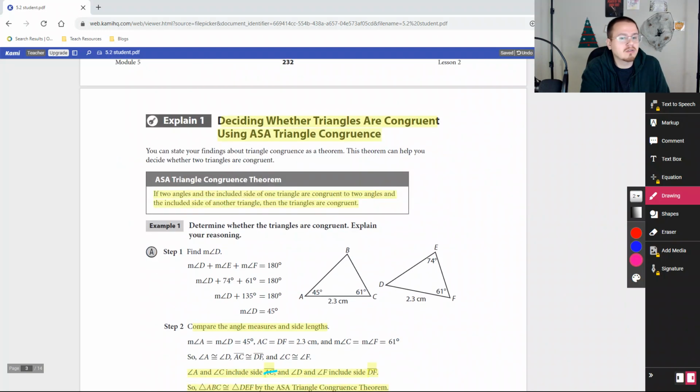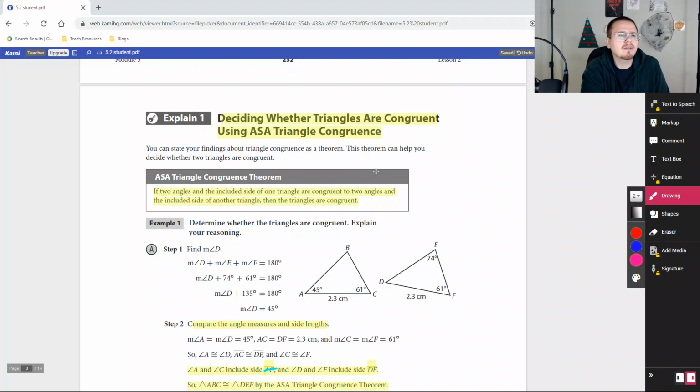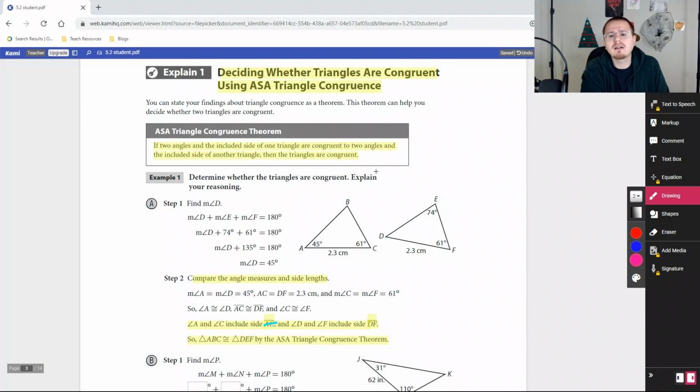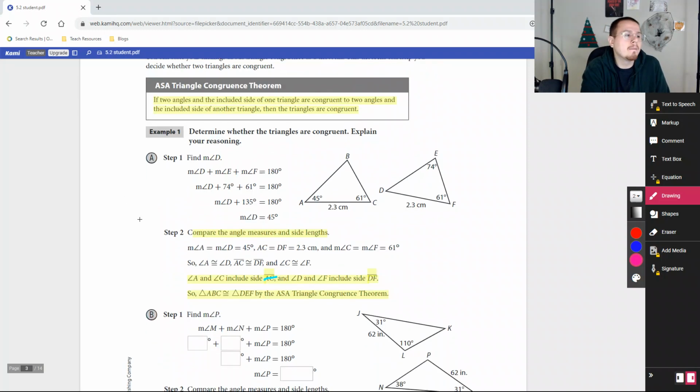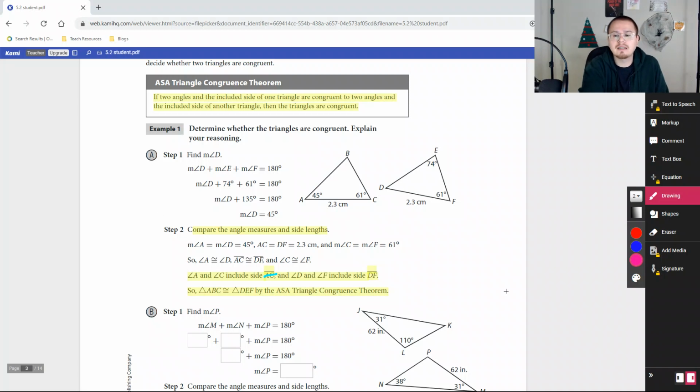Explain 1. Deciding whether triangles are congruent using ASA Triangle Congruence. If two angles and the included side of one triangle are congruent to two angles and the included side of another triangle, then the triangles are congruent. Get these notes in. It's confusing. There are a lot of abbreviations and acronyms with these ones, so please take good notes. So example 1, let's take a look and make sure that this makes sense to you.